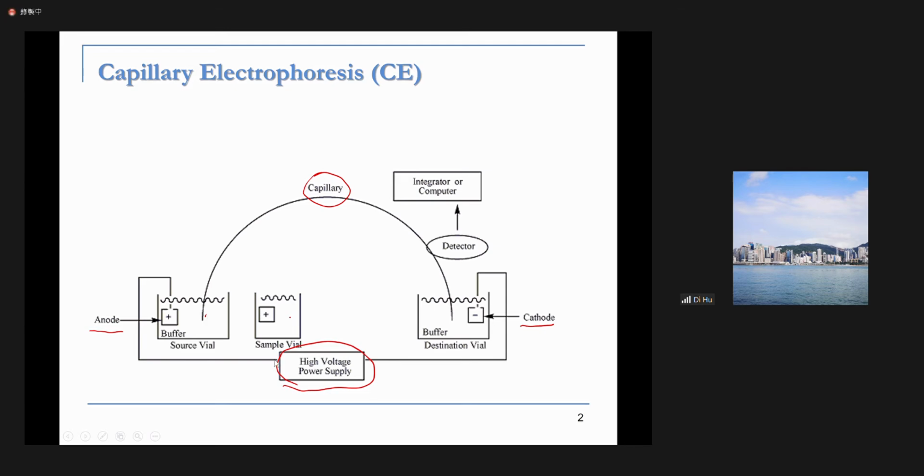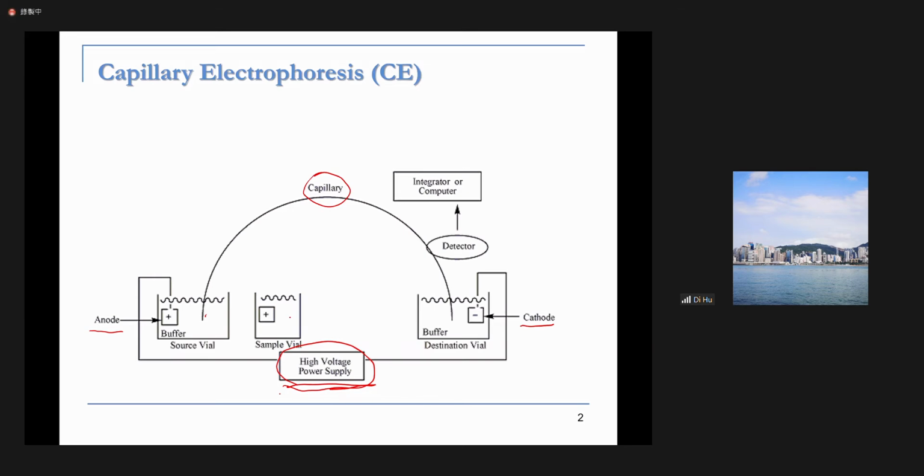Then when the high electric field is applied, the voltage can be as much as 30 kV or 40 kV, up to 40 kV. It can be very high. With that electric field applied, the migration of the ions starts, and not just ions, even neutral compounds. The driving force is the electrical field, which is supplied by the high voltage power supply.